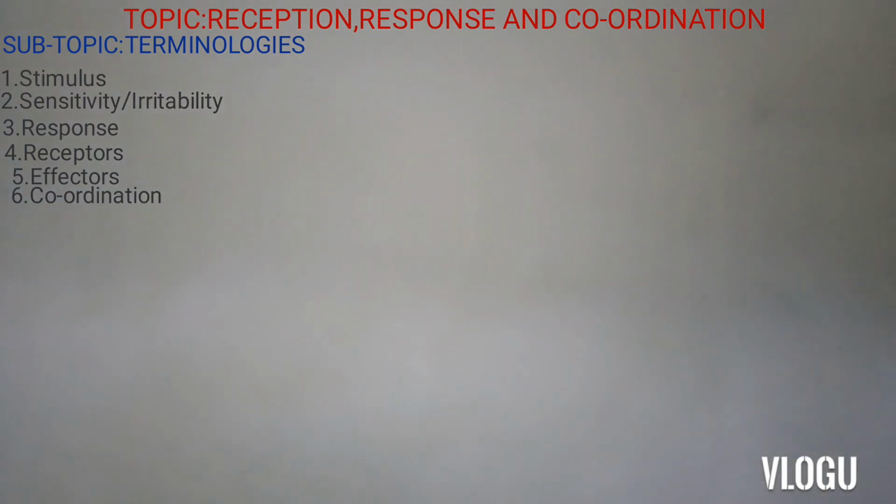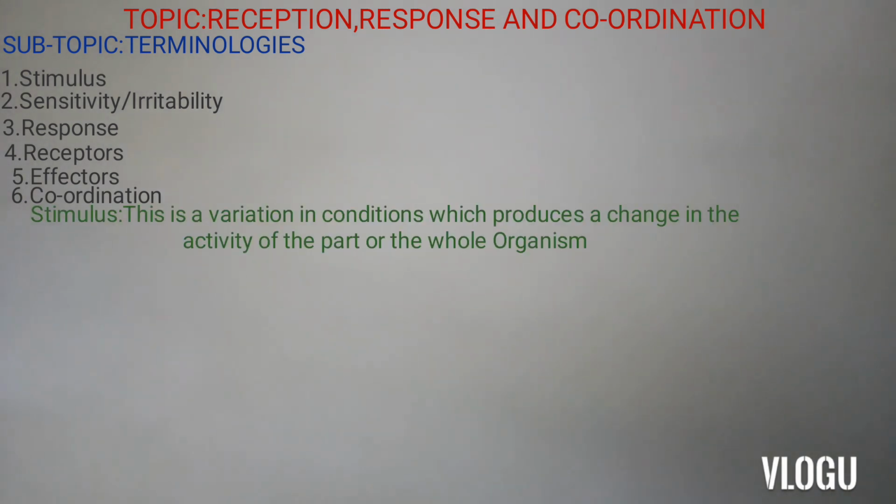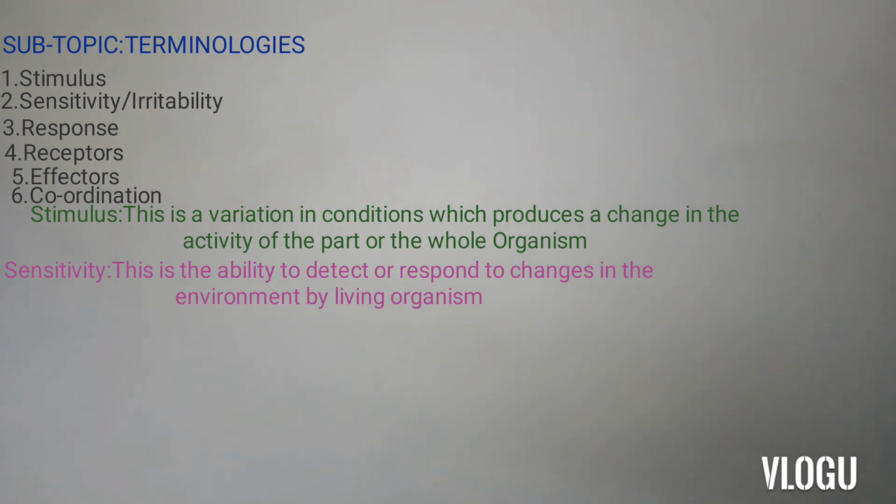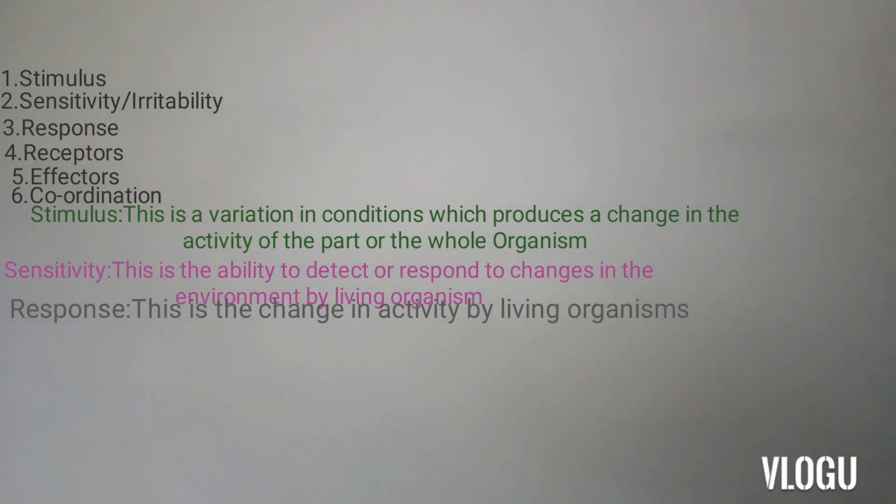We start with stimulus. Stimulus, this is a variation in conditions which produces a change in the activity of the part or the whole organism. Sensitivity or irritability. This is the ability to detect or respond to a change in the environment by a living organism. Response. This is a change in activity by organisms.